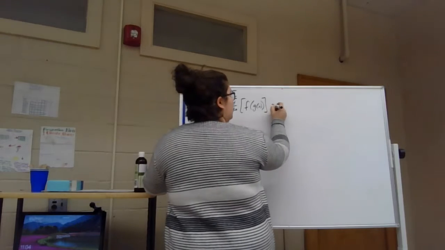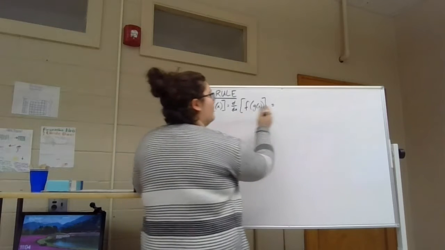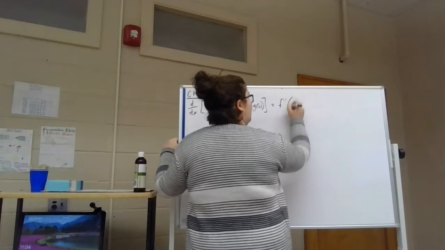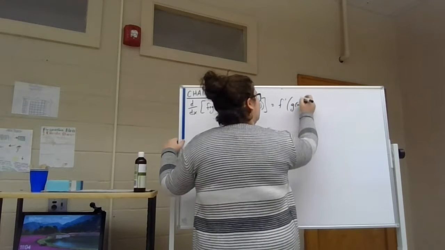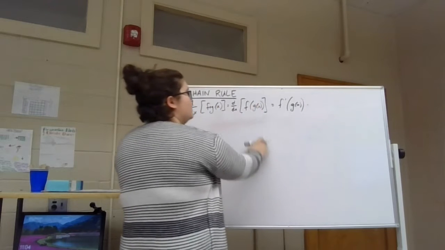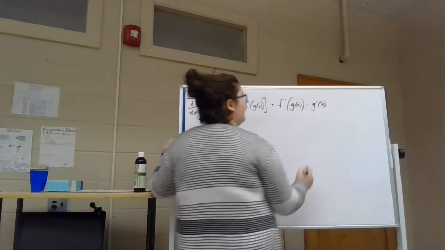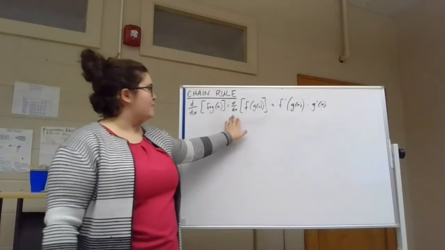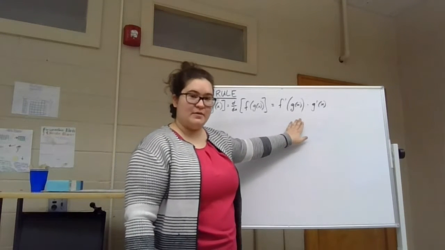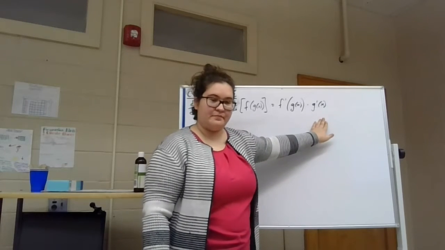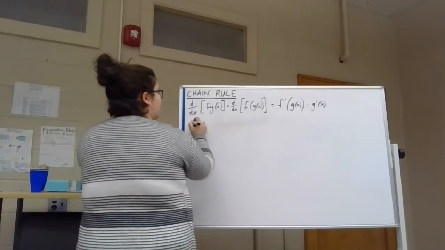So the formula for chain rule says the derivative is found by taking the derivative of your outer function, so that would be f prime, evaluated at your inner function, so evaluated at g of x, multiplied by the derivative of your inner function, so that would be g prime of x. So chain rule says finding the derivative of f composed with g is the same as f prime evaluated at g times g prime.